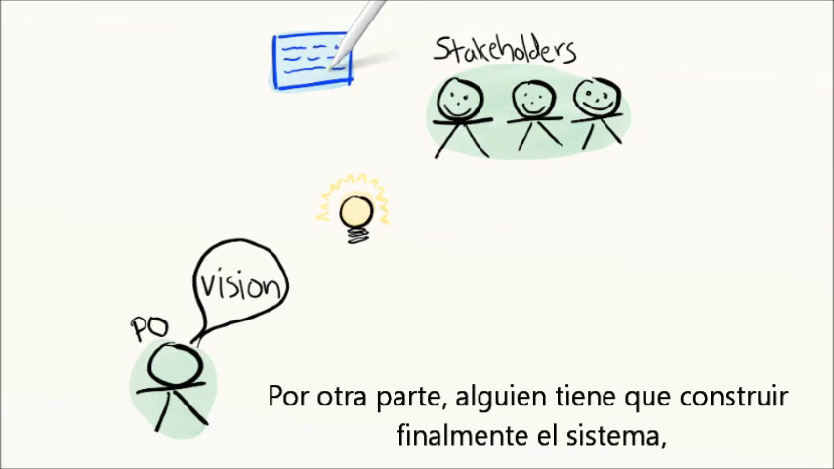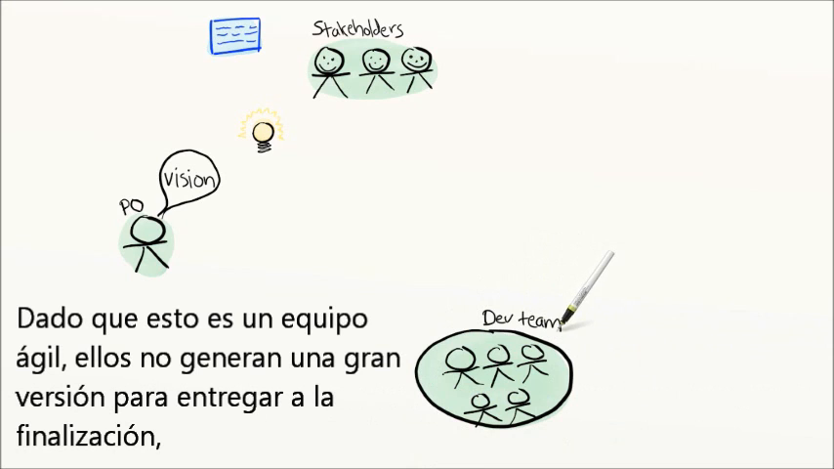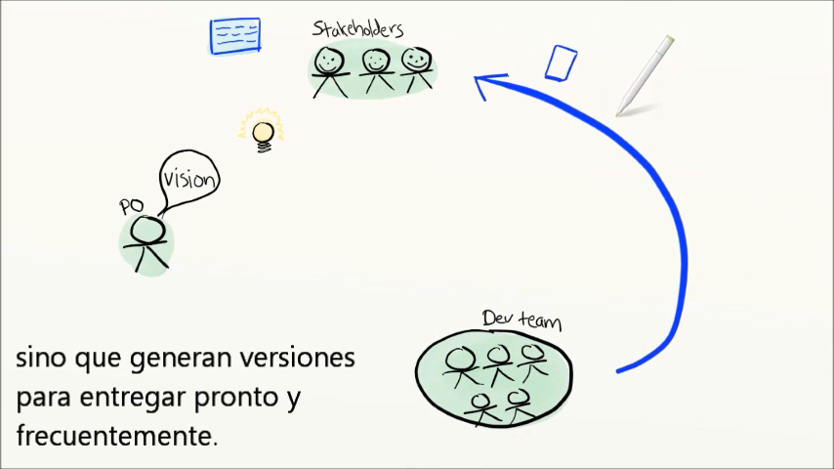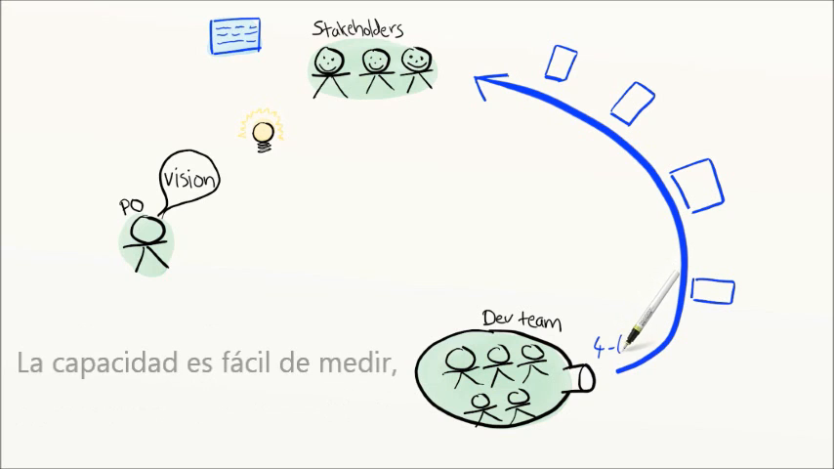Now, somebody has to actually build the system. So here they are, a small, co-located, cross-functional, self-organizing development team. Since this is an agile team, they don't save up for a big bang release at the end. Instead, they release early and often. In this case, they usually release about 4 to 6 stories per week, so that is their capacity.